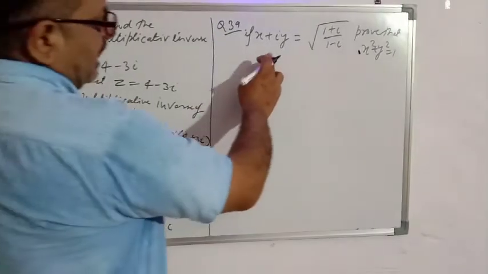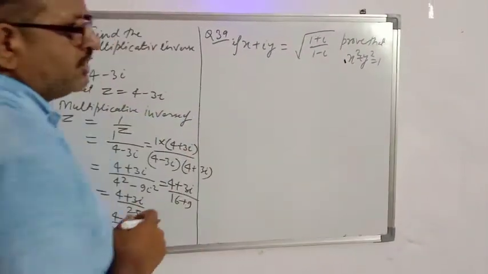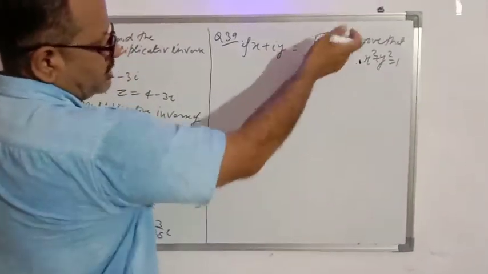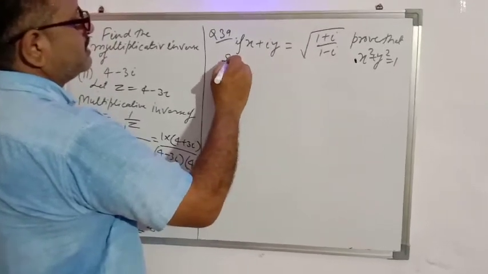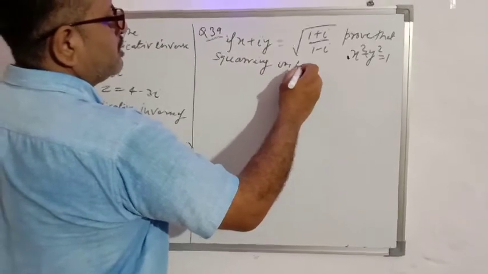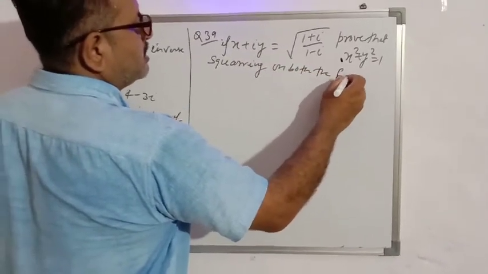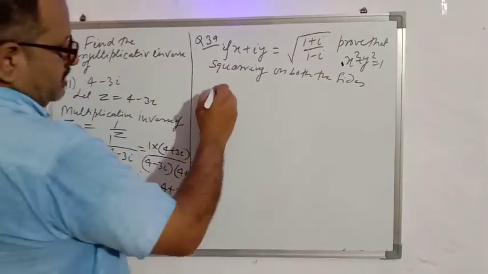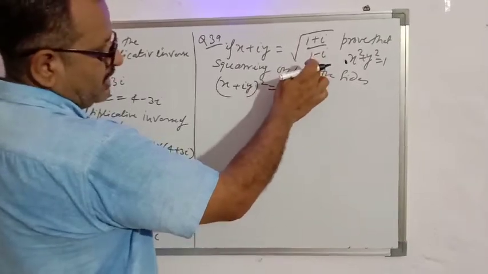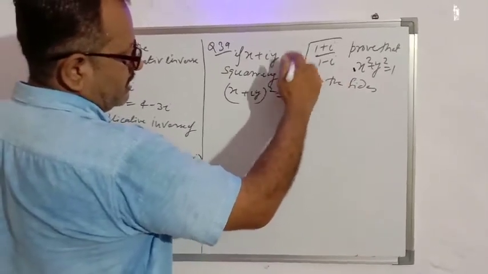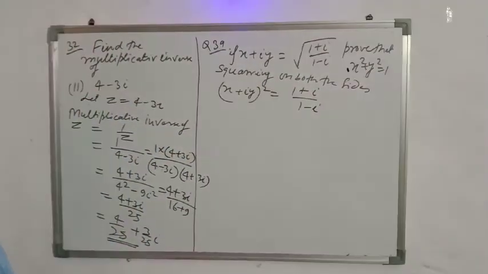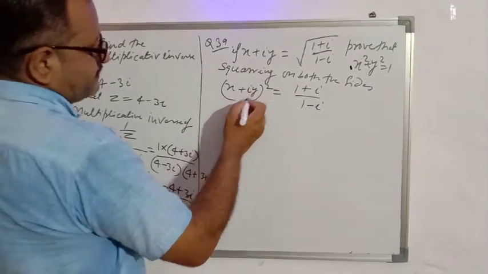Question 39. If x plus iy is equal to this, prove that x square plus y square is equal to 1. So many methods are there. Firstly, remove the square root, so squaring on both the sides. We can write x plus iy whole square, and when we take the square of the right side, we can remove the sign of square root: 1 plus i upon 1 minus i.